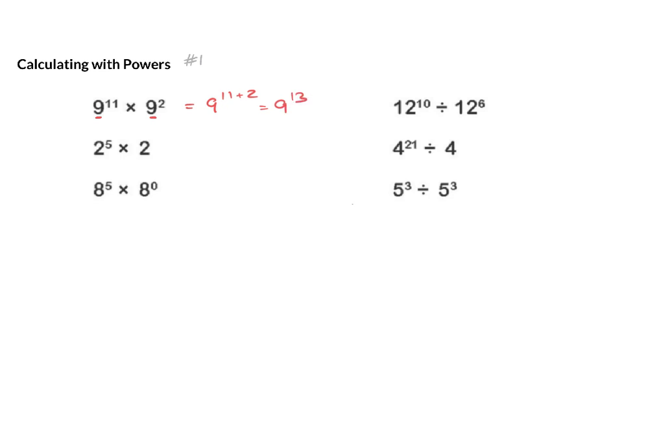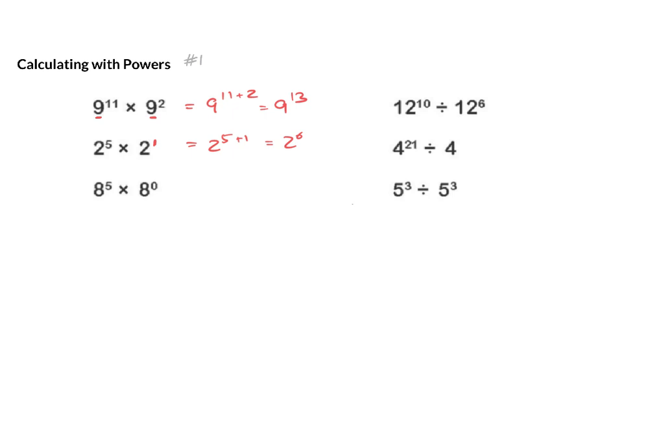The one below, we have 2 to the 5 times 2. 2 can be considered as 2 to the 1. So we've really got 2 to the 5 plus 1 in terms of the powers, and 5 plus 1 is 6, so that's 2 to the 6. I would have 6 2's there multiplied together.